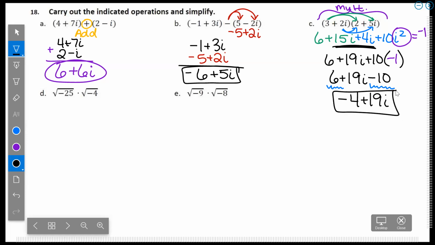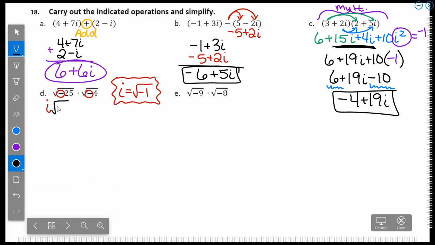All right, now D and E. One of the important things for us to remember on both of these is that if i squared is equal to negative 1, i is equal to the square root of negative 1. This idea right here and this idea right here are ones that I would make sure to have written down on my cheat sheet. All right, so when I see this negative underneath the square root, I'm going to take it out as an i.